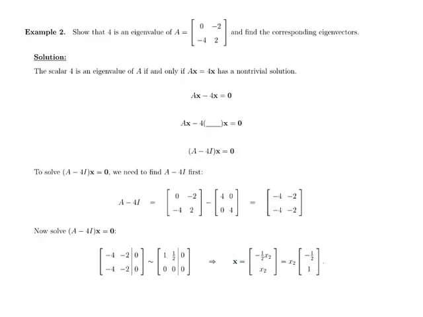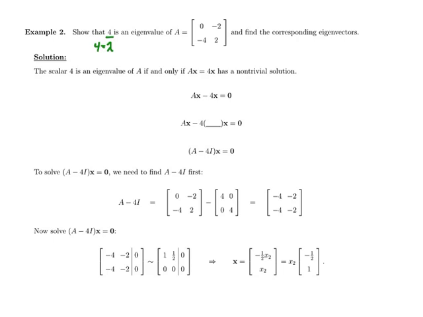So, looking at an example, we are going to show that 4, in this case lambda equal to 4, is an eigenvalue of A, 0, -2, -4, 2, and find the corresponding eigenvectors of that eigenvalue. So first, the scalar 4 is an eigenvalue of A if and only if Ax equals 4x has a non-trivial solution. That's the definition. And what we're going to do is rewrite this equation so that we can solve this as a homogeneous system.